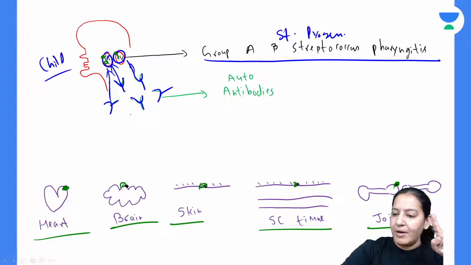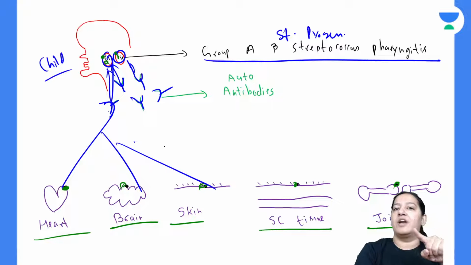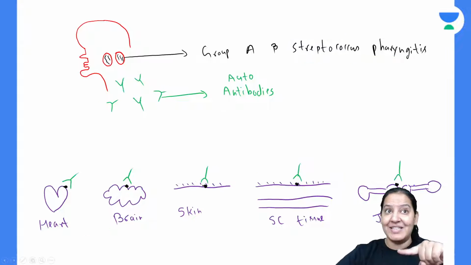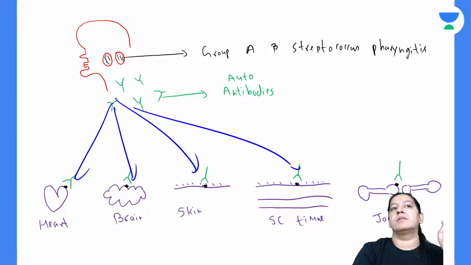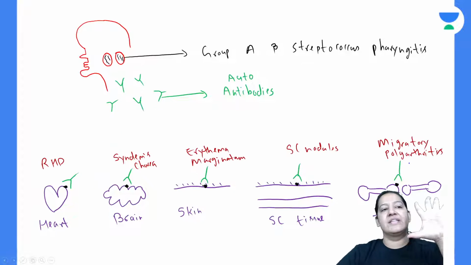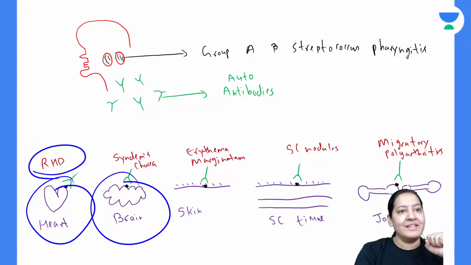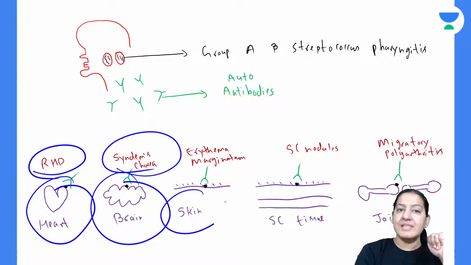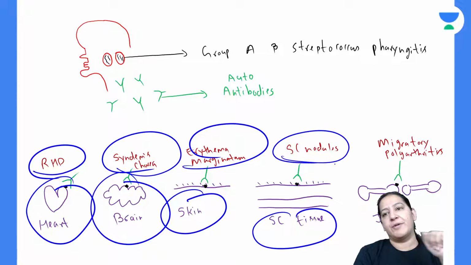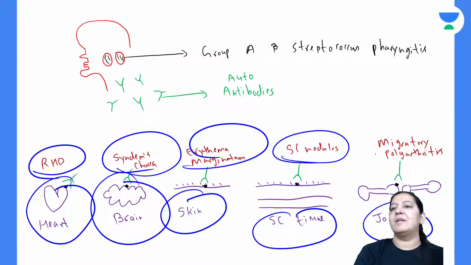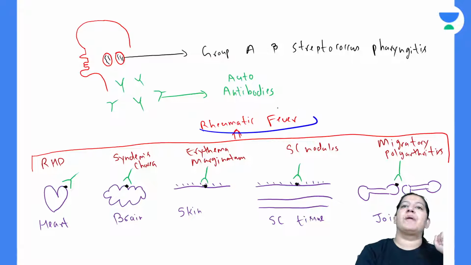So these antibodies will get confused. They will kill the bacteria. These antibodies think this is also bacteria because there is antigenic similarity. So they will come and destroy these 5 organs. These 5 organs have 5 diseases. In the heart, the patient has rheumatic heart disease. In the brain, Sydenham chorea. In the skin, erythema marginatum. In the subcutaneous tissue, subcutaneous nodules. And in the joints, migratory polyarthritis. The 5 diseases together are known as rheumatic fever.